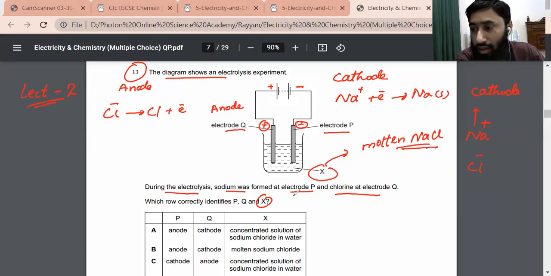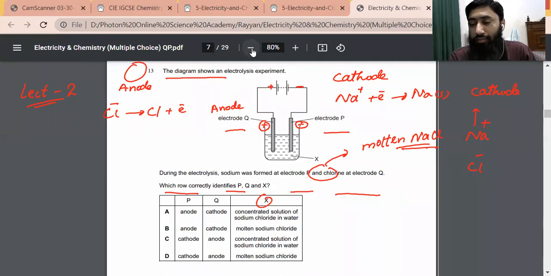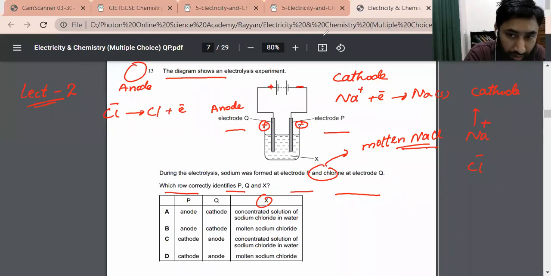Just a second, guys. Yes, all the options have been seen.